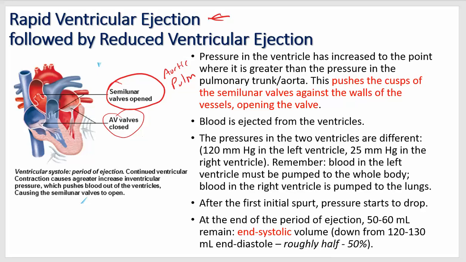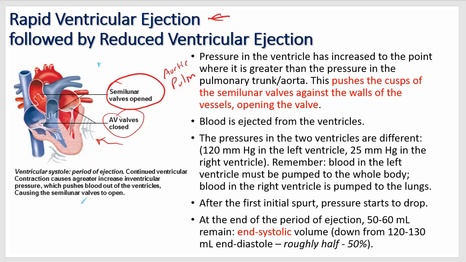We're going to keep it simple. We're just saying we're pushing the blood out, and you can kind of see that squeezing that takes place out of the ventricle. So it pushes the cusps of the semilunar valves against the walls. Basically, it's opening up like, I don't know, like saloon doors or something like that, pushing through, and there we go. Blood's moving now into the aorta or the pulmonary artery. So blood is ejected from the ventricles.